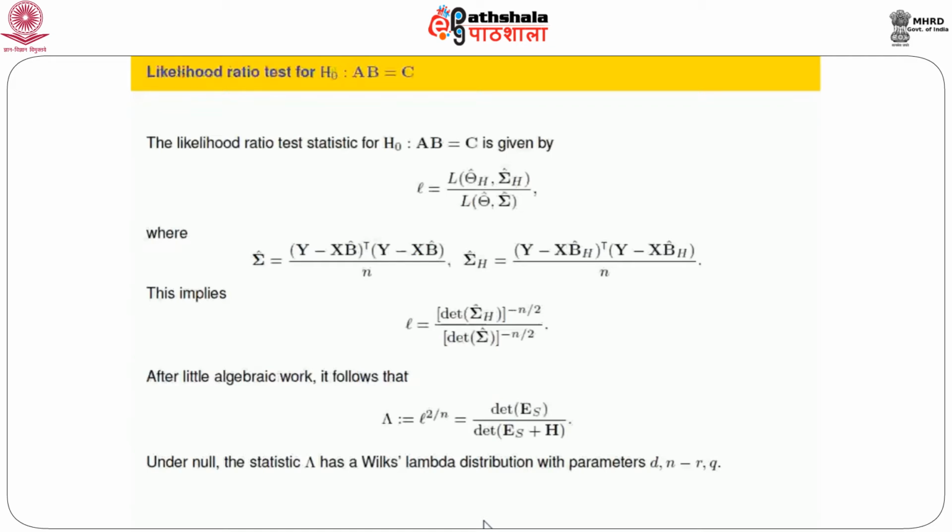It turns out that this quantity capital lambda is the same as determinant of ES divided by determinant of ES plus EH. We have already talked about what ES is. ES is the error sum of square matrix obtained through estimation of B without any restriction. Then there is something called EH, that is the error sum of square matrix obtained through estimation of B under the restriction AB is equal to C, and EH minus ES is the deviation between them. And it turns out finally that this statistic has a null distribution, which is Wilks lambda under parameters d, n minus r and q.